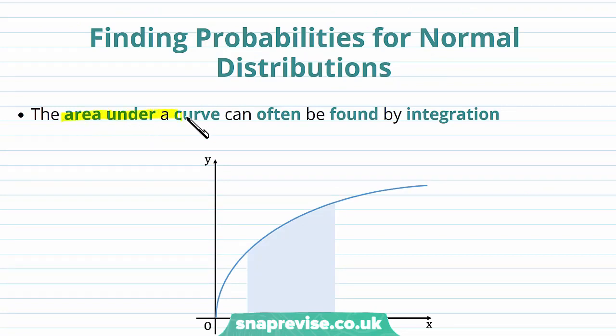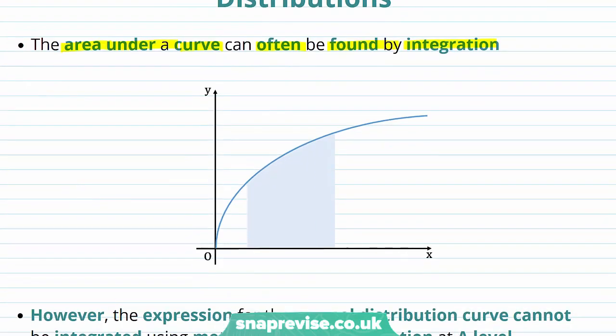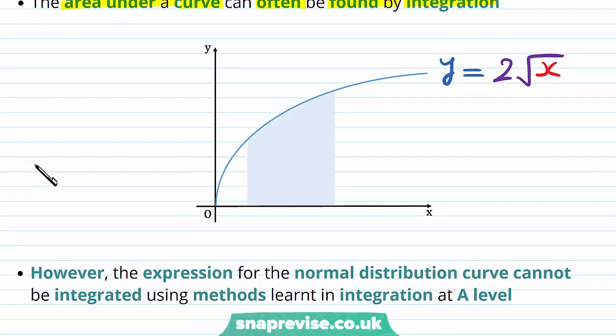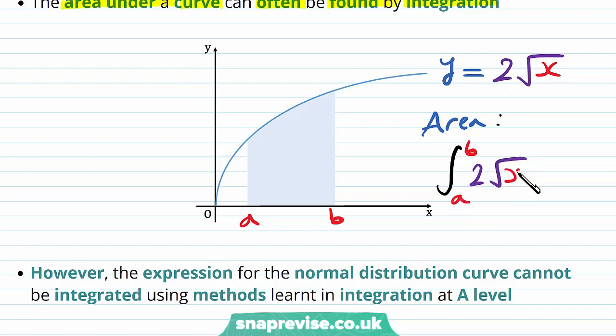The area under a curve can often be found by integration. Let's say here we have the graph of y equals 2 root x. Then if we wanted to find the area under the graph between some values a and b, then to work out this area, we would usually do an integral, namely the integral between a and b of this 2 root x dx.